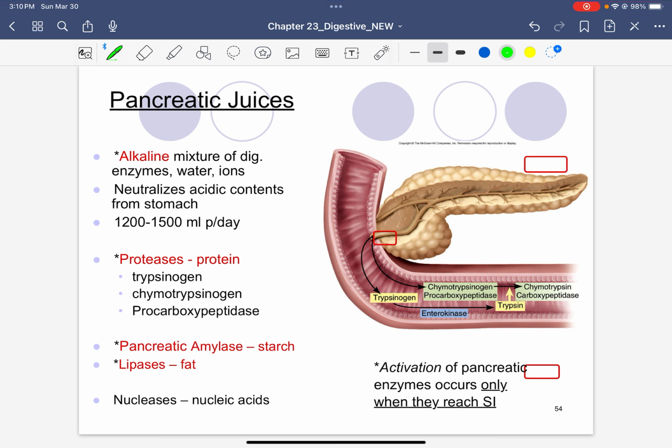Amylase. For this one, you don't necessarily have to add pancreatic. Amylase is what helps to break down starch. And then lipase is what helps to break down fat. Lipids, lipase, fat should make sense.